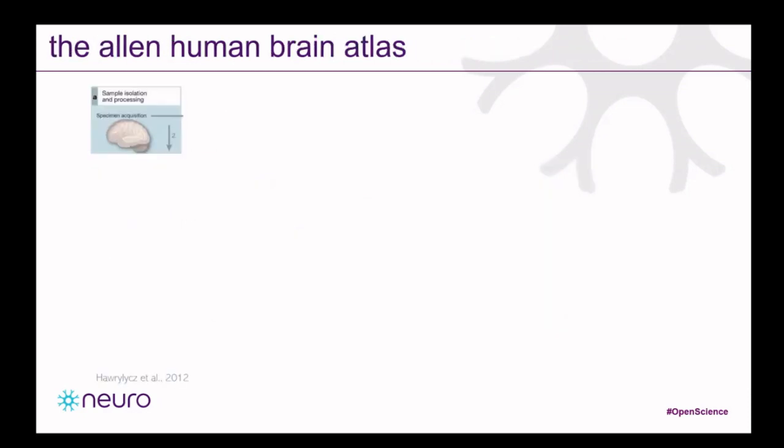So the Allen Human Brain Atlas, what they have are 6 brains. 2 of them have both hemispheres. 1 of them just has 1 hemisphere. That's kind of important to remember because it means that there's 6 left hemispheres and 2 right hemispheres. It's not 6 full brains.